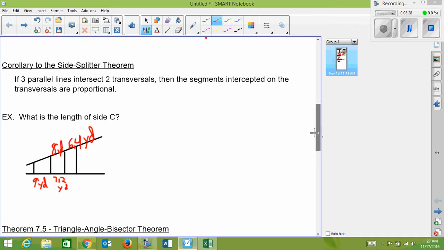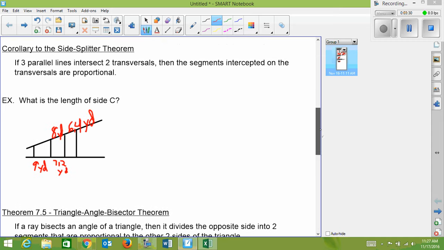Corollary to the side splitter theorem. So if 3 parallel lines intersect 2 transversals, then the segments intercepted on the transversals are proportional. And so I have a drawing to go with this here. I'm asking what is the length of side C? And C, I didn't mark it, but C is right there, that piece. And so we can use what's given. This side right here, I have both pieces to it, so I can use that for my proportion.